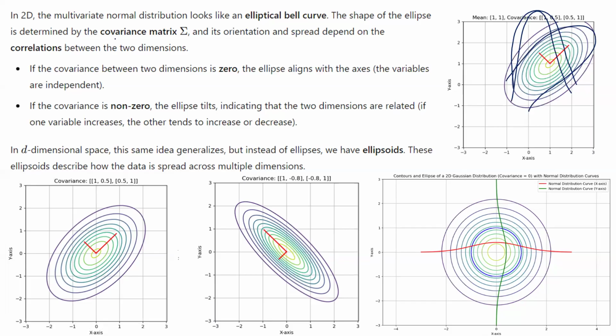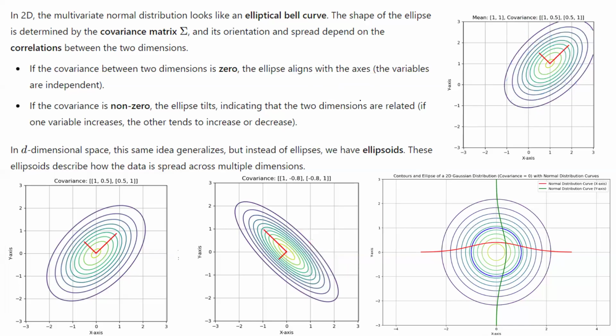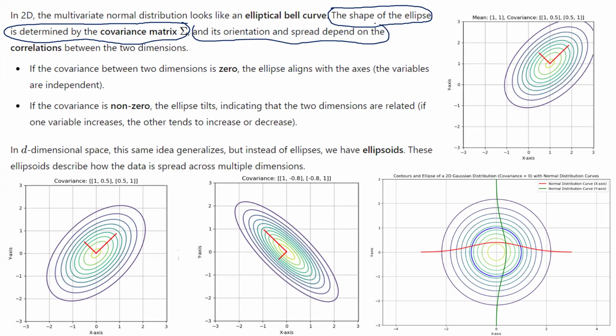In two dimensionalities, the multivariate normal distribution looks like an elliptical bell curve. The shape of the ellipse is determined by the covariance matrix. This is very, very important. The shape of the ellipse is determined by the covariance matrix, and its orientation and spread depend on the correlation between the two dimensions. Orientation and spread. Okay, let's understand this in a better way.